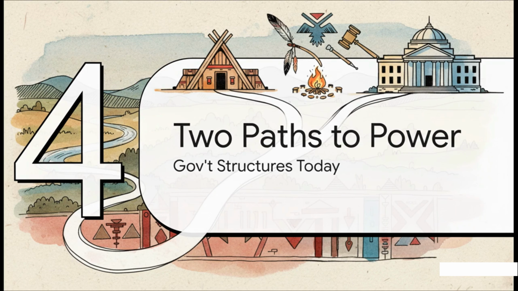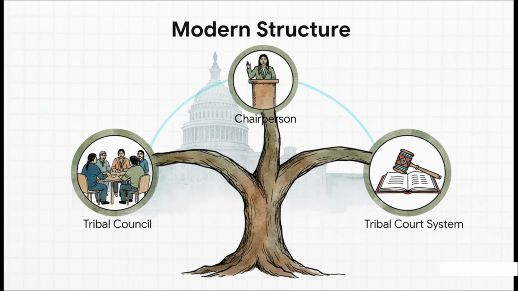All this historical pressure basically created a fork in the road, which led to the 2 main kinds of government structures we see today. The first path is what we can call the modern structure, and it probably looks pretty familiar. It's modeled on the U.S. government, with 3 branches for checks and balances: an elected tribal council, an elected chairperson, and a tribal court system. This is a direct result of that IRA influence.